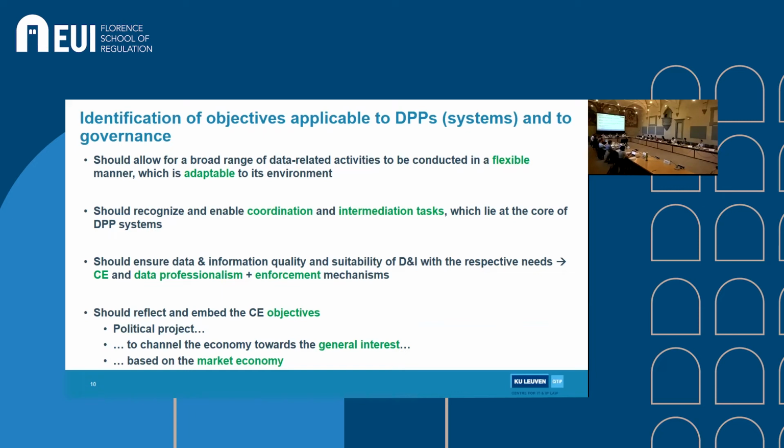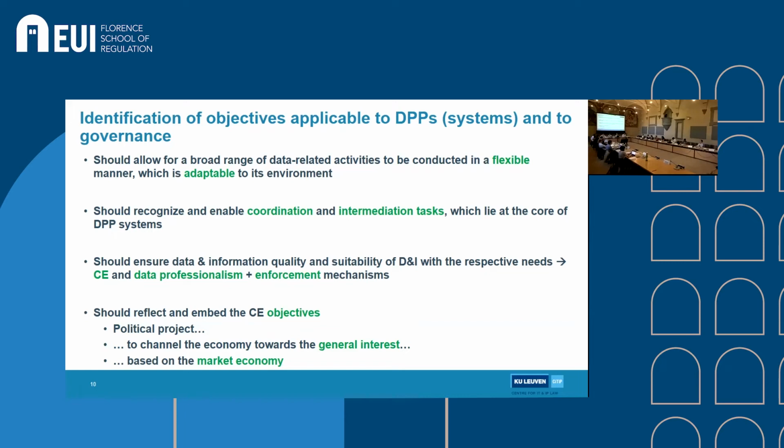address those problems. Then secondly, we should recognize and enable coordination and intermediation tasks, which are the core of the expectations that lie with digital product passports, but it's not really addressed. As I mentioned before, we need data and information quality, suitability for the respective needs of data users. That means that we need circular economy professionalism and data professionalism, as well as enforcement mechanisms, but we don't deal with those too much here because it's yet a big question.